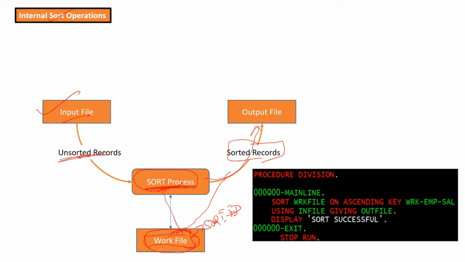And after our sort processing is complete, what happens? Our work file is deleted. So we move the sorted data to the output file. Here we are giving the sort verb, and then the temporary file name, in ascending order. And after that we have the employee salary, which is from the work file, meaning we are giving a variable from the work file.